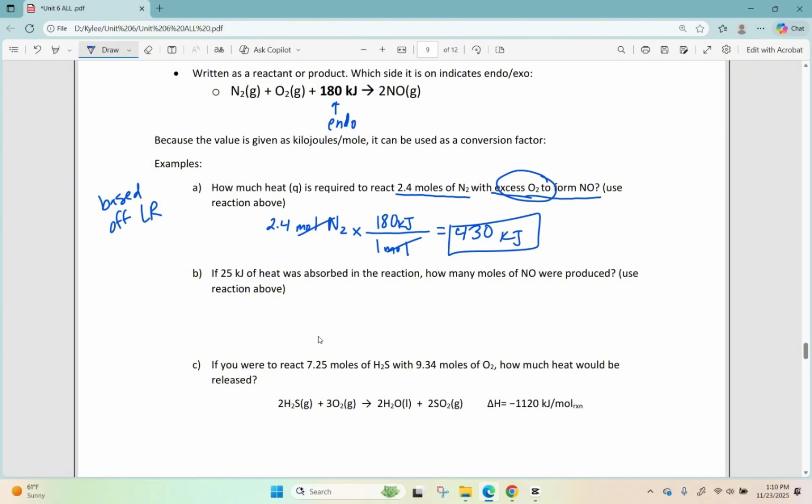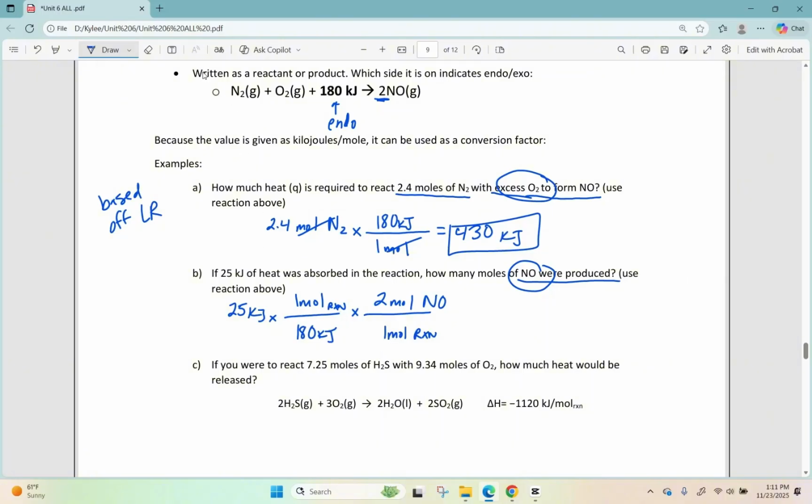On the next one, it says if 25 kilojoules of heat was absorbed by the reaction, how many moles of NO were produced? For this reaction, I'm going to start actually with the 25 kilojoules. And I know that it is 180 kilojoules per 1 mole of the reaction. Well, for every 1 mole of the reaction, because this is based off of NO, if I go up and look at my equation, NO has a coefficient of 2. So I need to account for that in my chemical equation.